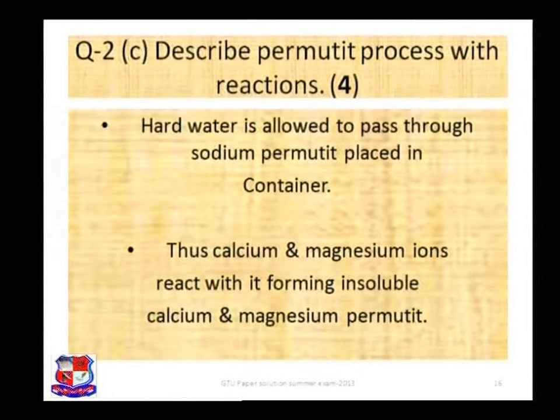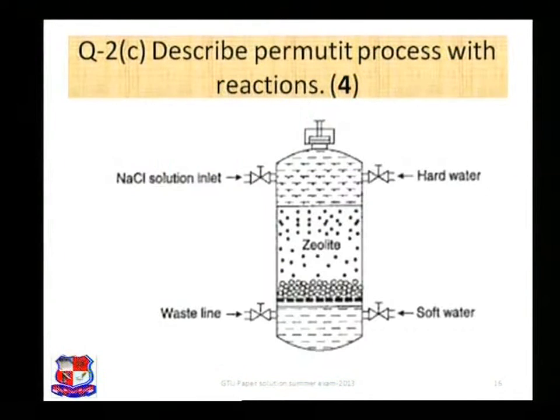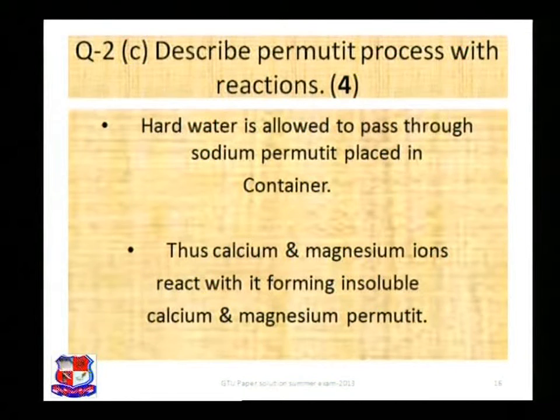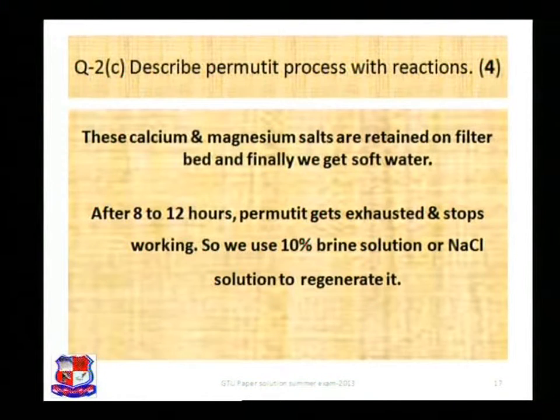Let us try to understand what is happening inside the container. You are allowing hard water to pass through sodium permutit. Look here, this is sodium permutit. You are allowing hard water to pass through it. The hard water actually contains calcium and magnesium ions. So what happens when you are passing hard water through sodium permutit? Then calcium and magnesium ions react with it, forming insoluble calcium and magnesium permutit. Okay, so that is formed. The next step, these calcium and magnesium salts are retained on the filter bed and finally we get soft water.